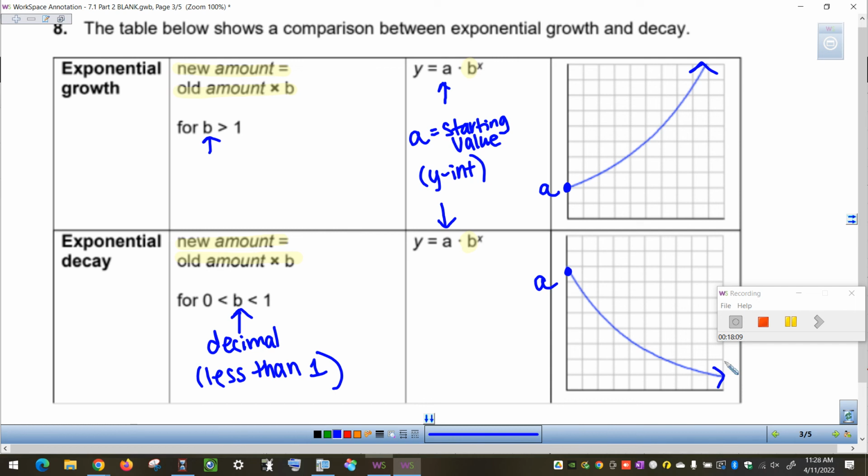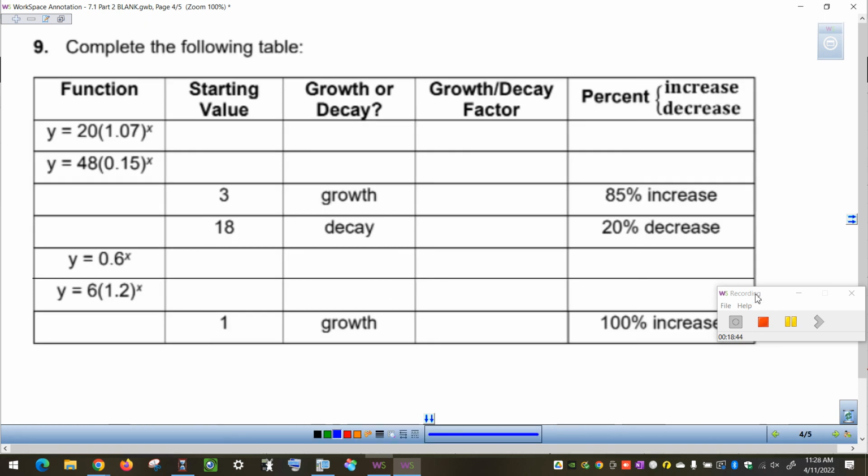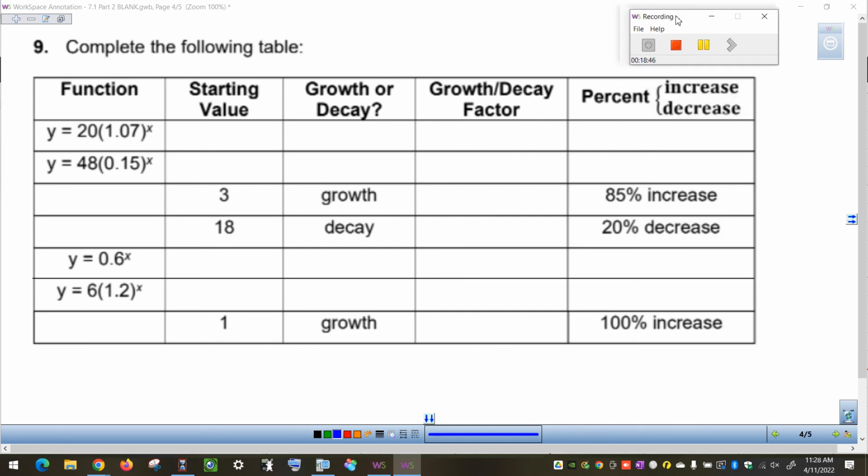All right, so thinking about doing a comparison, thinking about growth and decay at the same time, the next table that we are going to be filling in has these different situations mixed together. So we have some that have growth and some are decay, and determining if it's growth or decay is part of what we're going to be filling in the table. All right, so we're going to take a look at these first two functions together.